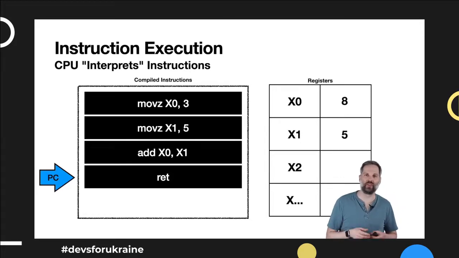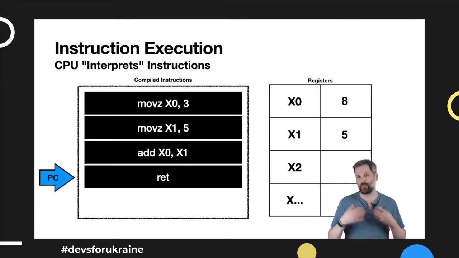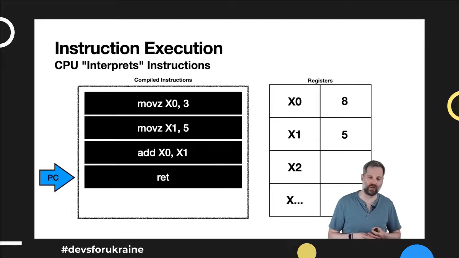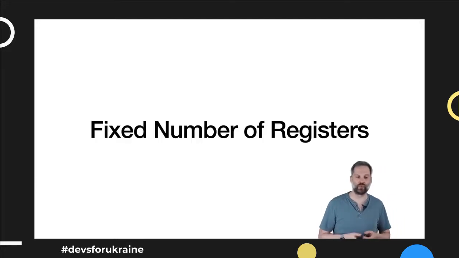And an interesting thing is that the X1 register doesn't get cleared. Whatever value was in that register when we did the add, it's still going to be there after we did the add. So it doesn't actually clear any data out there. Then finally, we just return.